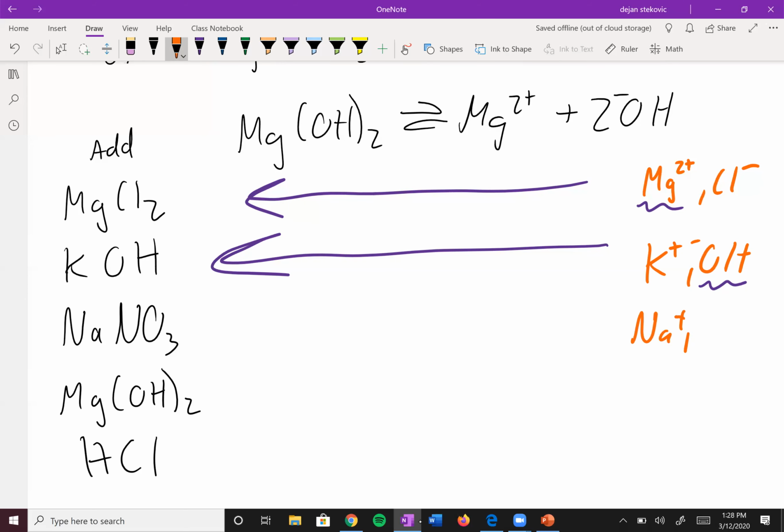Na+ and what else? NO3-. Do we see that anywhere? So it's not a common ion, right? So is that going to do anything? No. So nothing happens here.